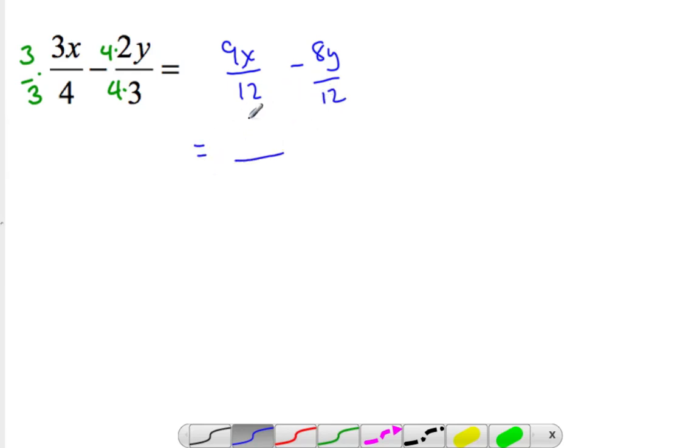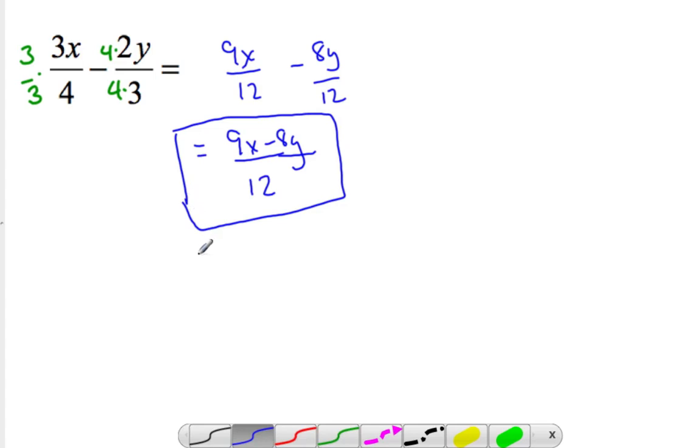My denominator is just 12. Now, how do I subtract 9x and minus 8y? They're not like terms, are they? So we can't simplify it that much, but we can just write them together. So 9x minus 8y, and that is the answer. I can't do any canceling or simplifying or anything. Done.